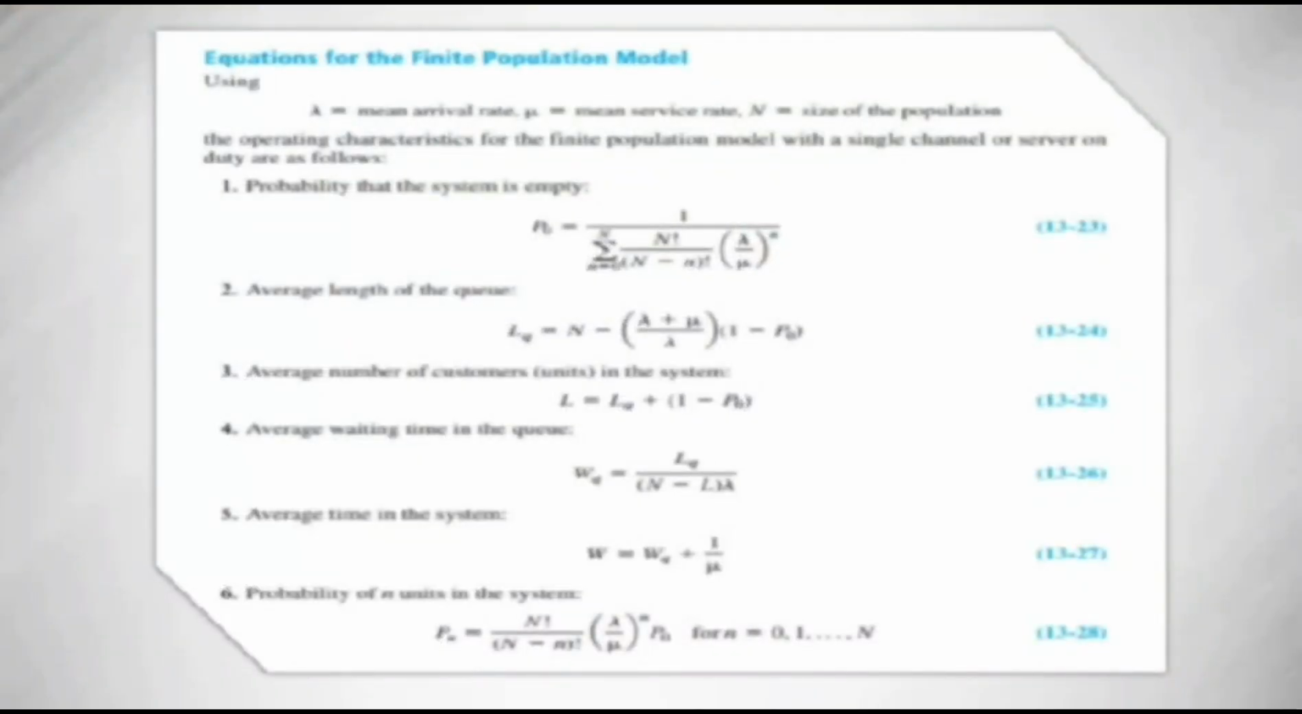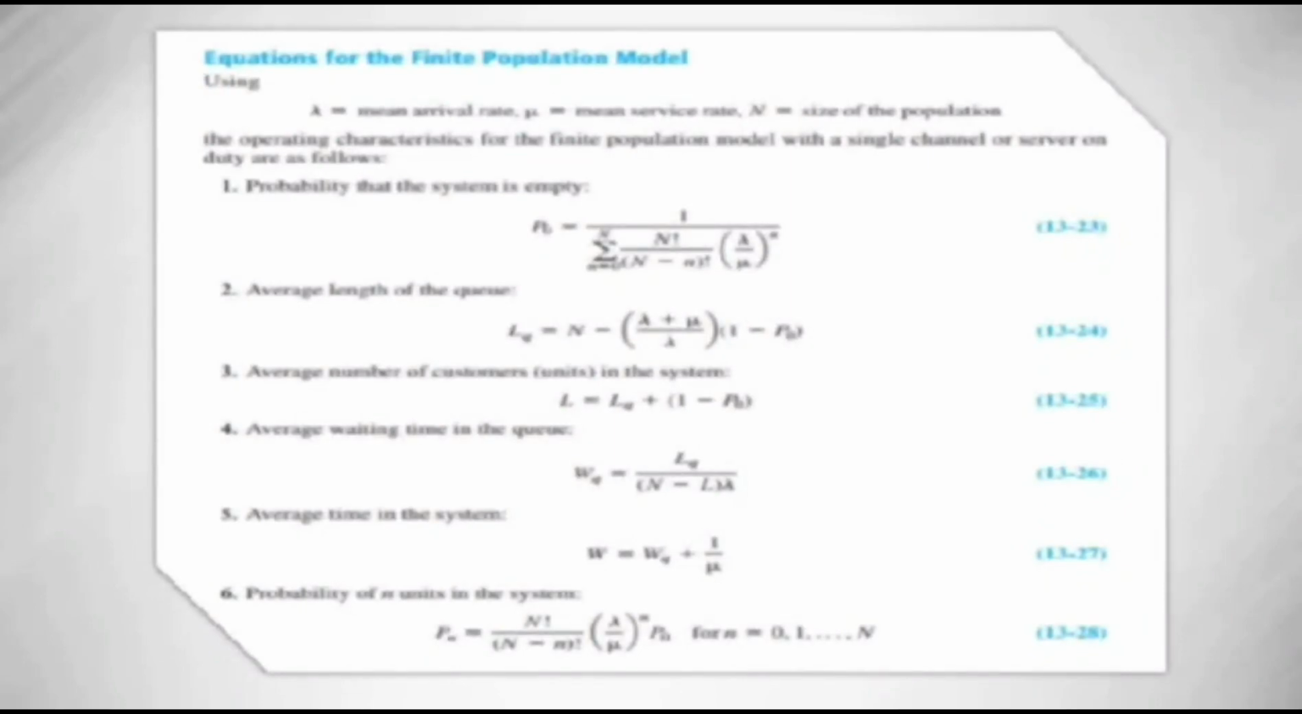These are the equations for the finite population model. Lambda means arrival rate, Q means service rate, and N is the size of the population. The operating characteristics for the finite population model with a single channel or server on duty are as follows. We have 6 formulas here.